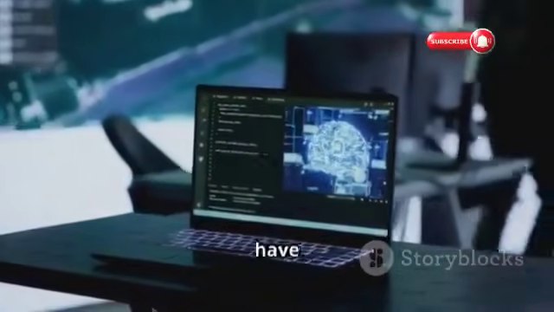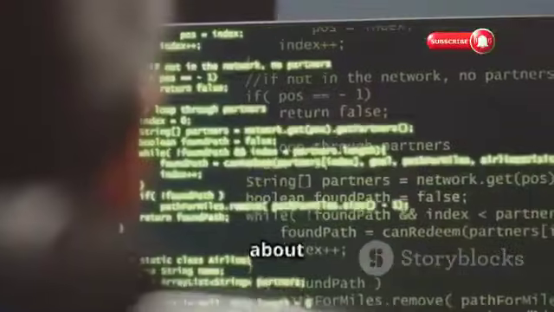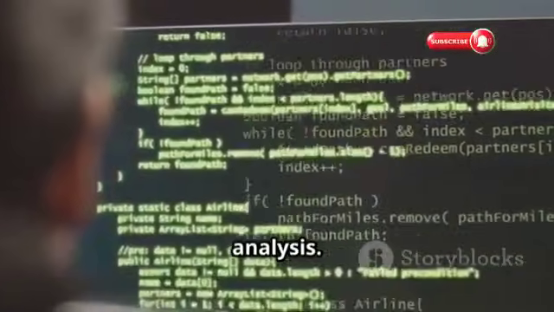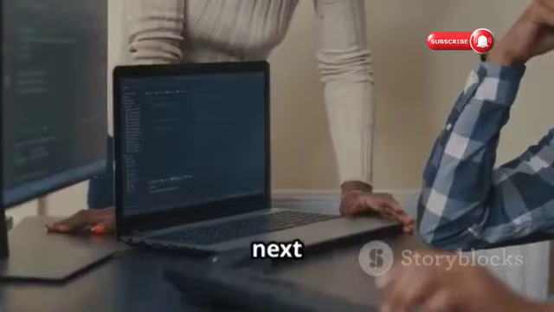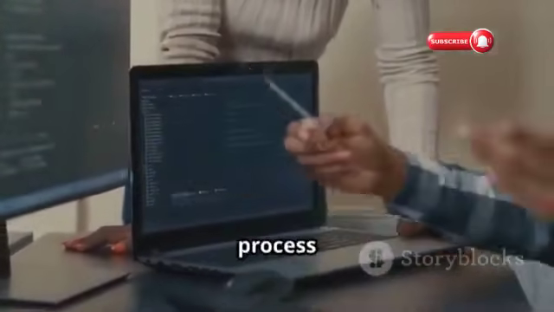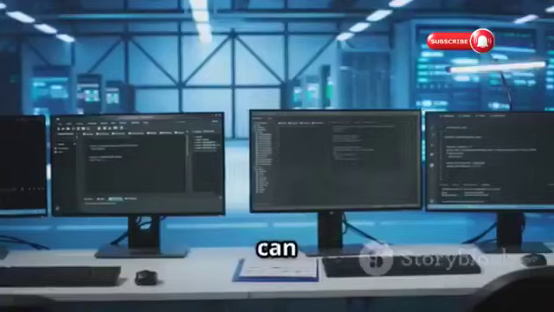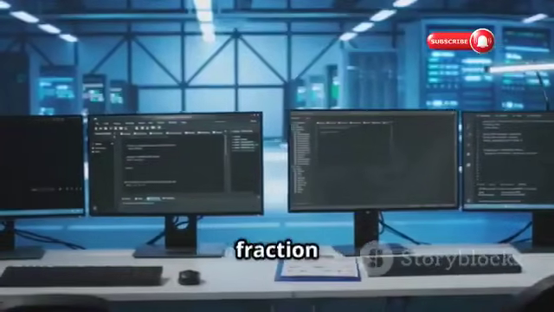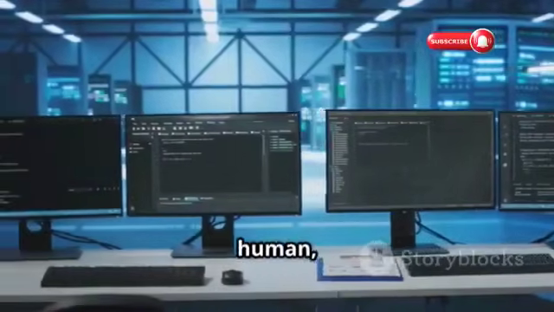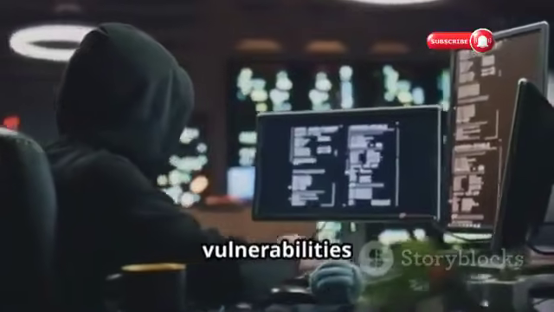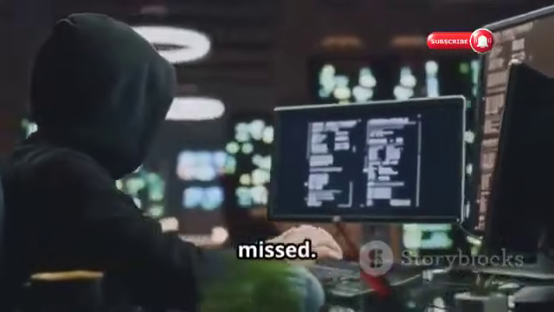At number 11, we have Codex, and this tool is all about code analysis. Codex takes code analysis to the next level by using artificial intelligence to automate the process and improve its accuracy. It can analyze massive code bases in a fraction of the time it would take a human, and it can identify subtle vulnerabilities that might otherwise be missed.